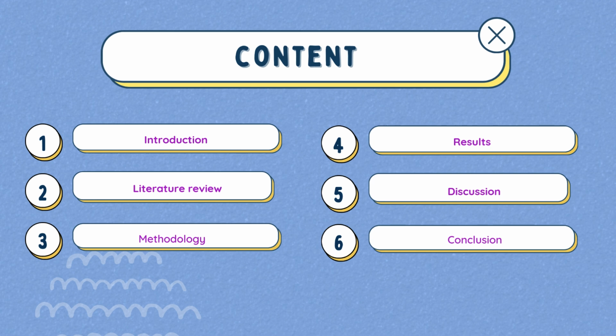This is the flow of our presentation. We will first go through the introduction, then we will present to you the literature review that we have done. Next, we will explain our methodology of our study, the results we have obtained from our study, followed by discussion. Lastly, we will conclude our presentation.